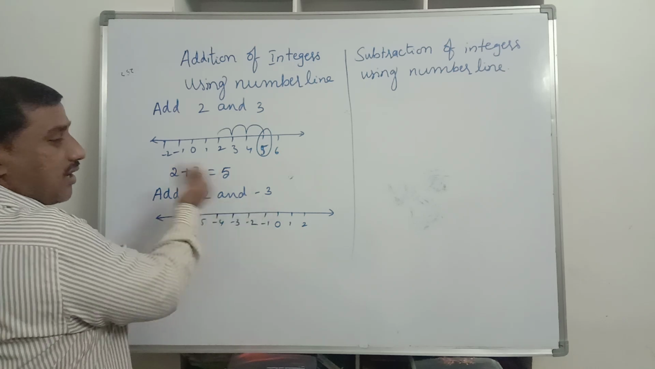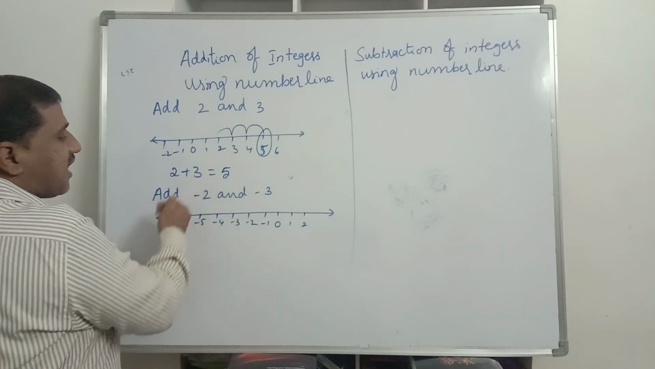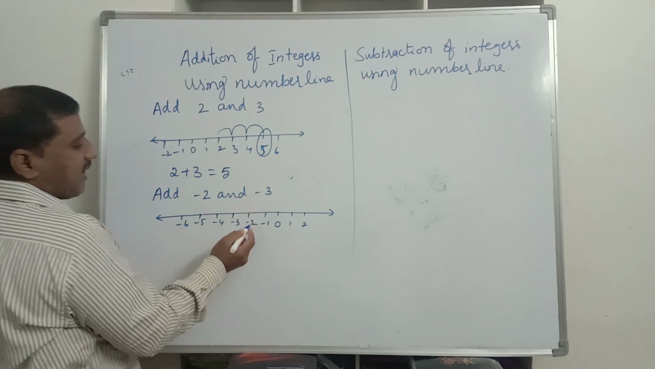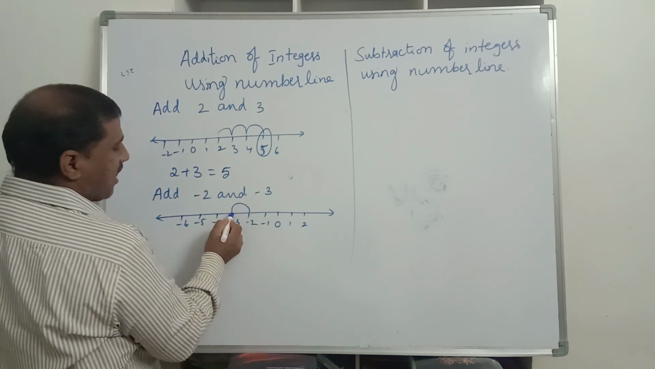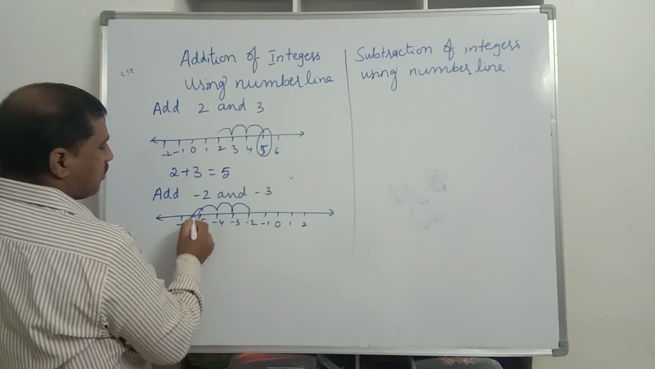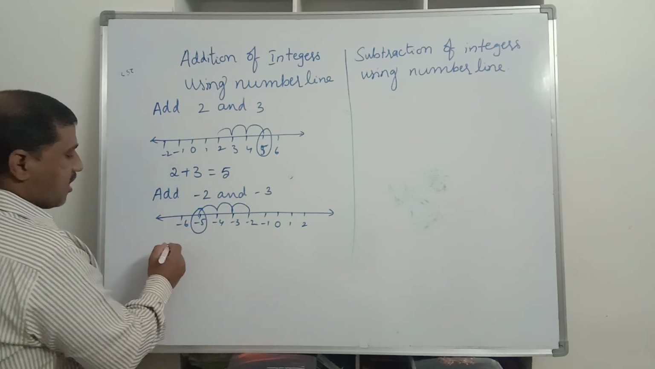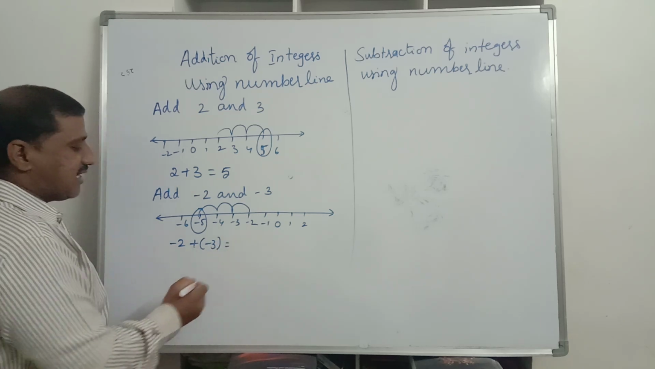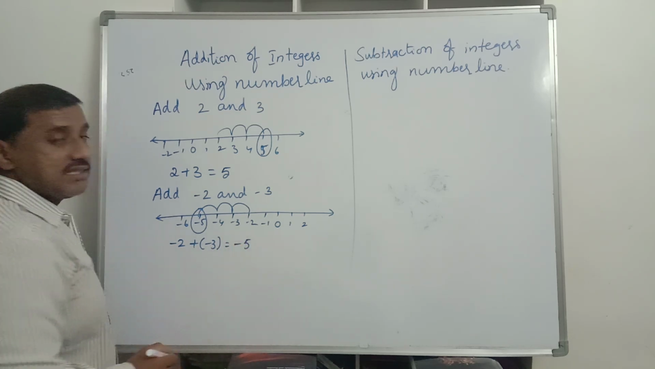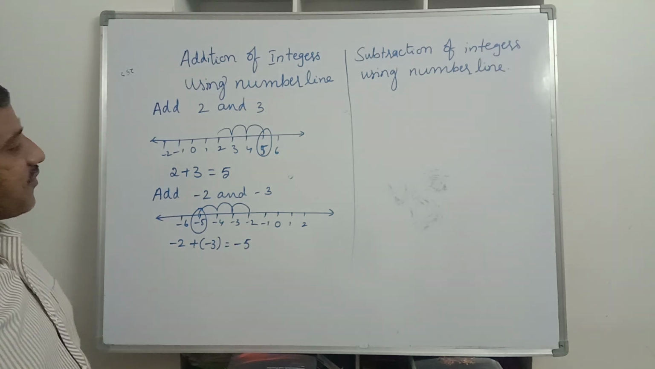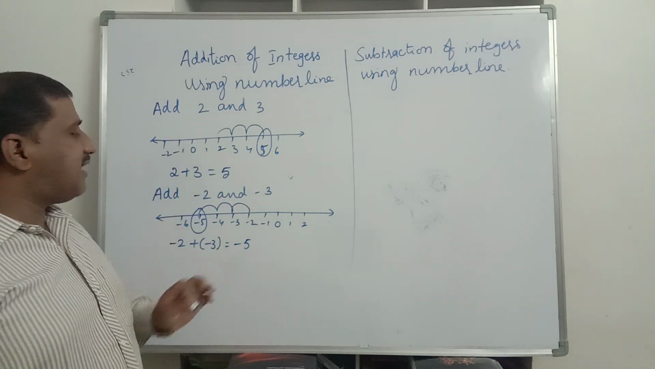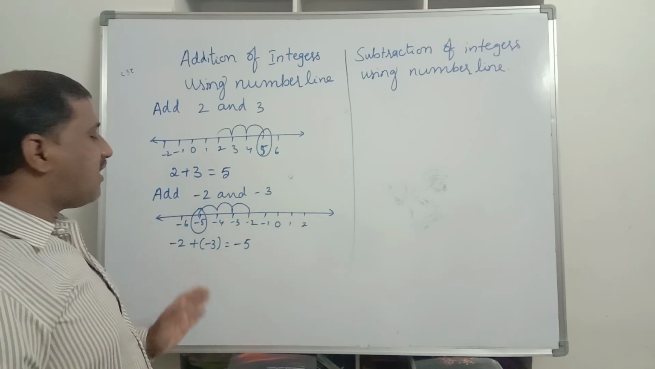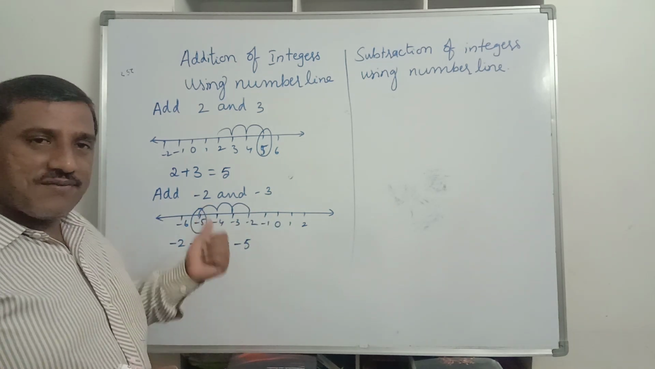Do we move to the right or the left? Left, 3 places, as we are adding minus 3 to minus 2. So 1, 2, 3. This gives us the sum of minus 2 plus minus 3. We are adding both negative integers and we get minus 5. So when we add two positive integers, we move right. When we add two negative integers, we move left.